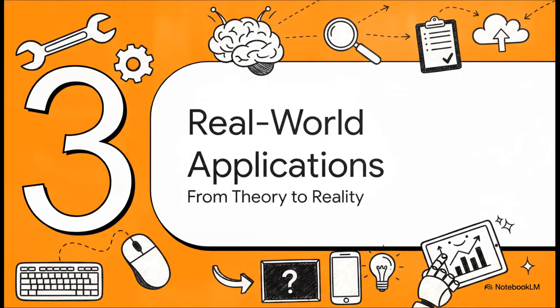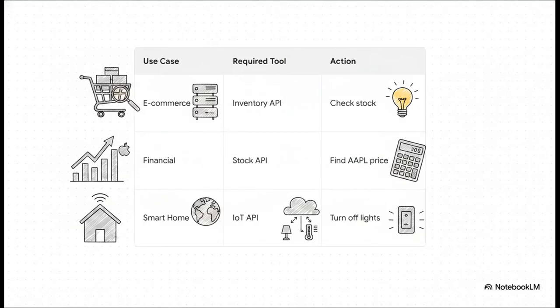Section 3. Real-world applications. So, how does this actually help us? Let's look at some practical examples where the use case directly dictates the tool the agent has to pull from its toolbox. In e-commerce, if a user asks, is product X in stock? The agent uses an inventory API to go check the database.